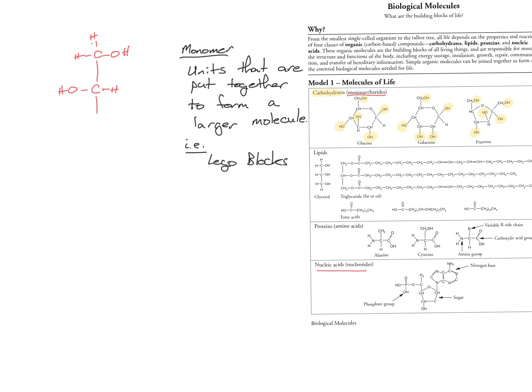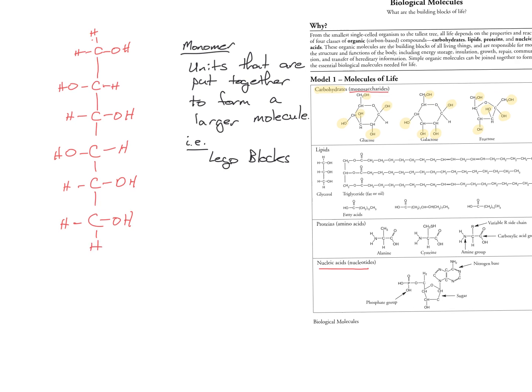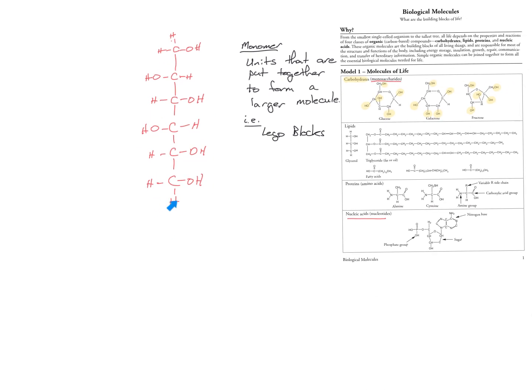Okay, so all the carbons have hydroxides on them, and there are 6 carbons: 3, 4, 5, 6. They all have hydroxides on them. And of course, they have to have 4 bonds. All right, the two ends of the chain have 2 hydrogens.